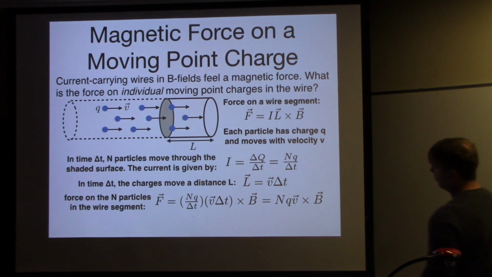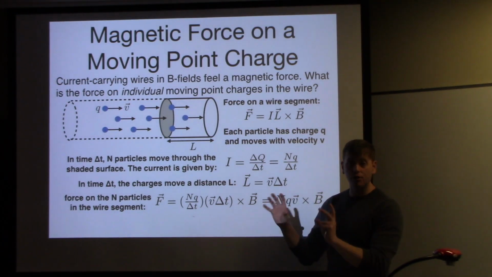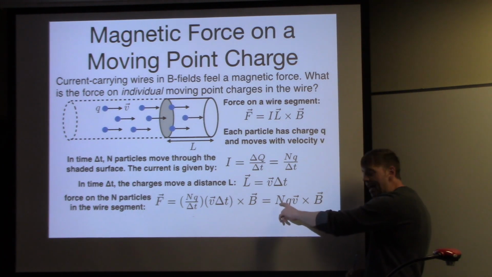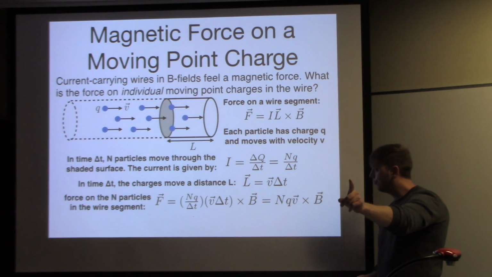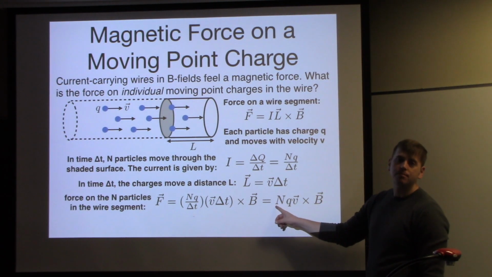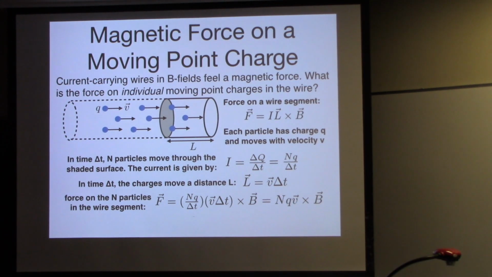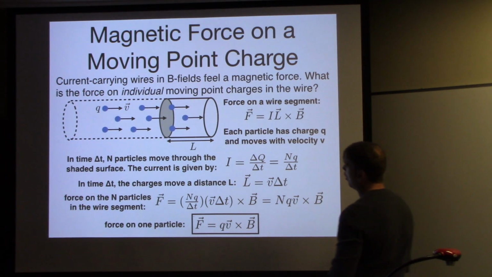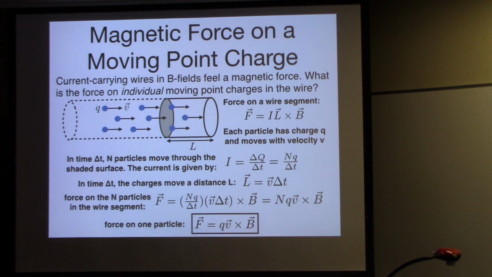Now, to be clear, what is this force? This is the amount of force that all of the different charges together are feeling. In other words, this is the force for n different charges. If I want the force on one charge, all I would do is divide out my n, because that would be the force that an individual charge actually gets. So the force on one of these particles is QV cross B. And this is a really important result. This is the magnetic force on a moving point charge. It's given by QV cross B.